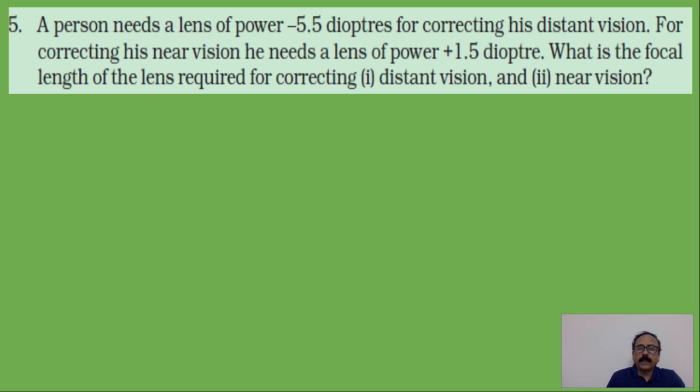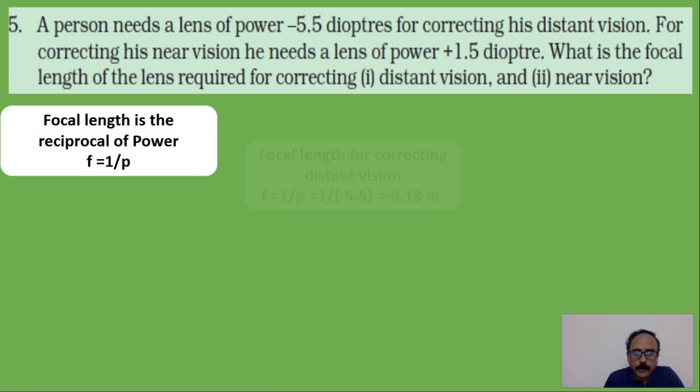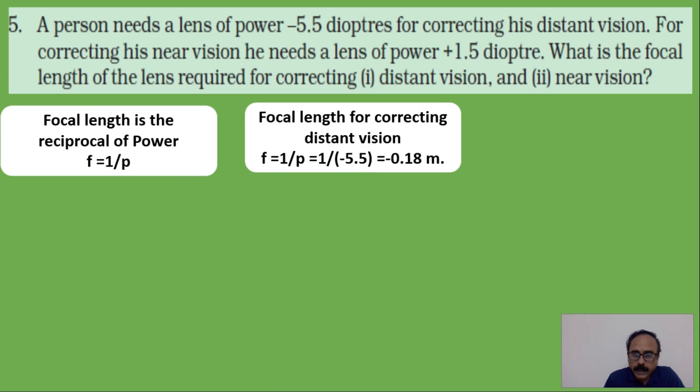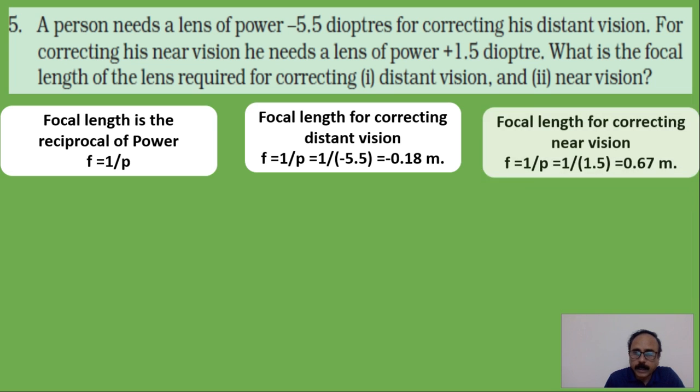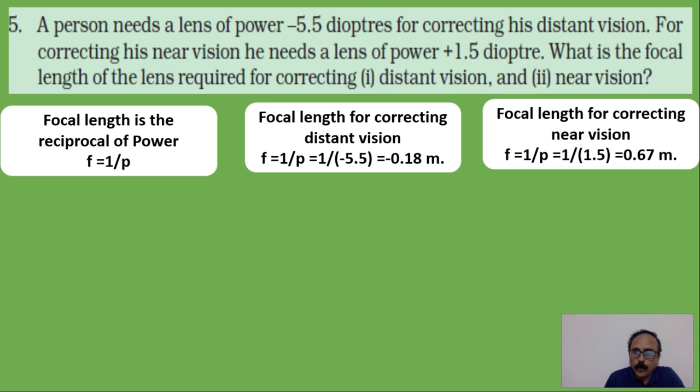So we know that the relation between the focal length and the power, they are reciprocals to each other. So power is nothing but the reciprocal of focal length when the focal length is expressed in meters. So in the first case, 1 by minus 5.5, which is equal to 0.18 meter, and in the second case it is 1 by 1.5, which gives us 0.67 meter.